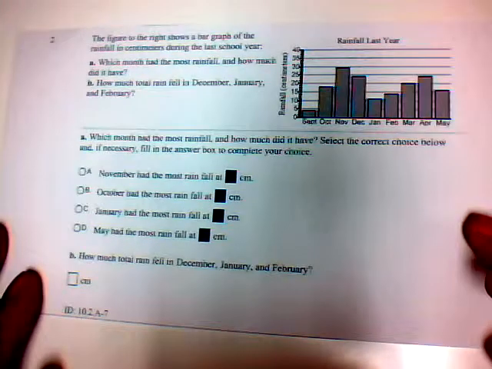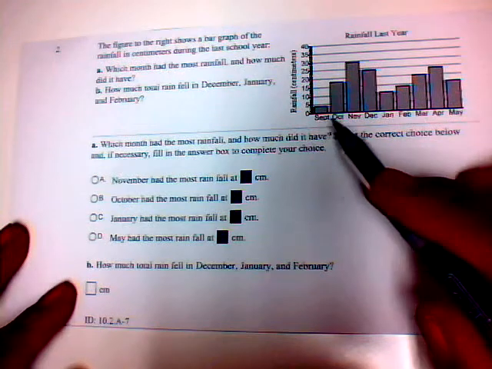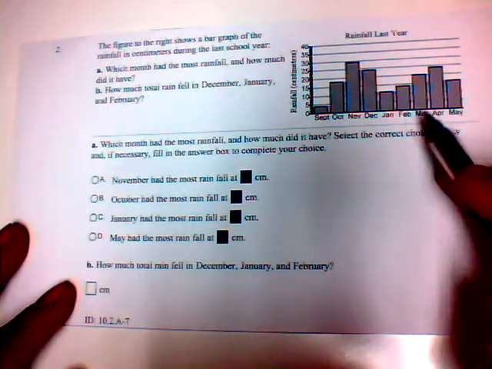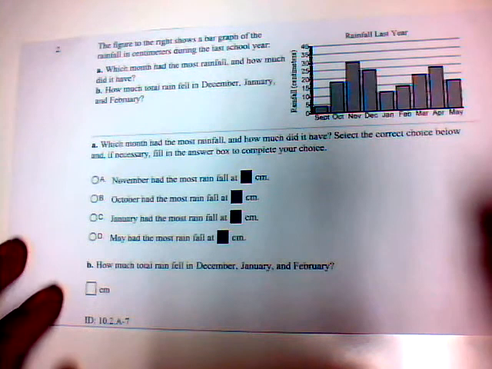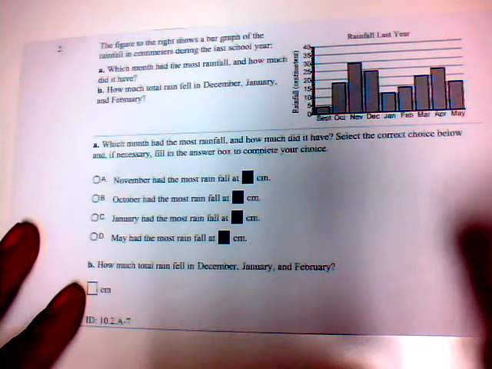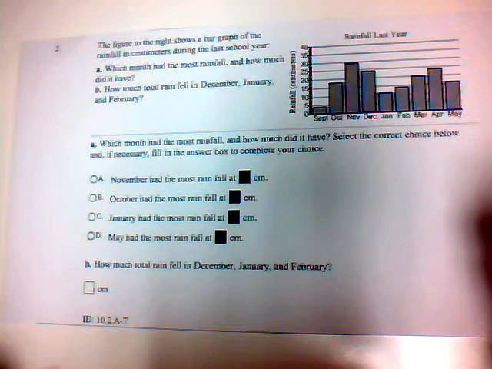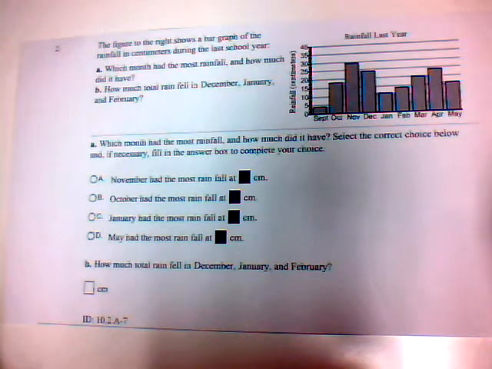Now let's look at the next problem. Here we have a bar graph. And this is a bar graph, by the way, because if you look at the horizontal axis, we have the months of the year, and that's considered to be qualitative data or categorical data. The figure at the right shows a bar graph of the rainfall in centimeters during the last school year. And here we've got 2 parts. Part A, which month had the most rainfall and how much did it have?